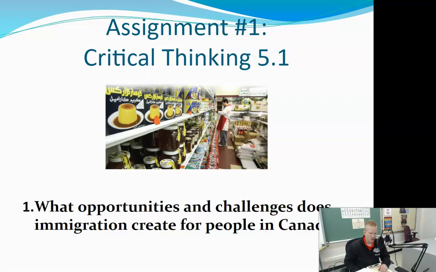So here I really want you to think about, you're almost making like a pro-con list. Okay, so this would have been a great debate to have in class, but how does immigration help Canada and the people already in Canada, and how might it cause challenges for people that are already in Canada? That's Critical Thinking 5.1, Chapter 5, Number 1.